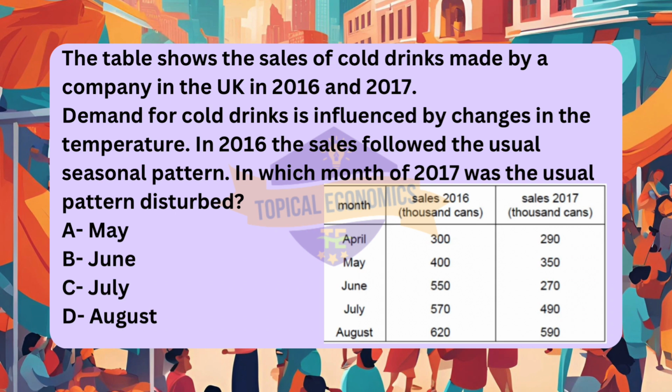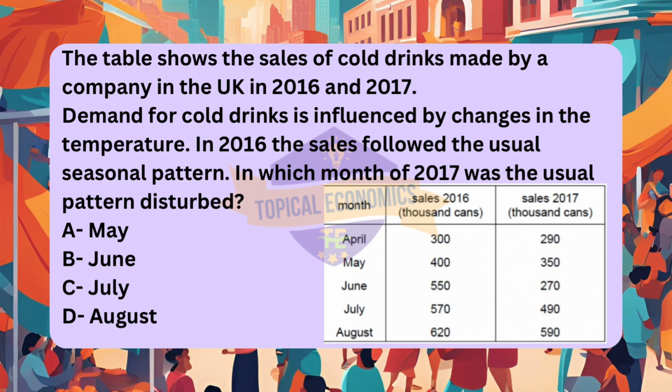This upward trend continued in 2017 for the months of April, May, July, and August, where sales followed a similar pattern, though slightly lower than the previous year. However, in June 2017, sales unexpectedly dropped to 270,000 cans, a significant decrease compared to 550,000 cans in June 2016.